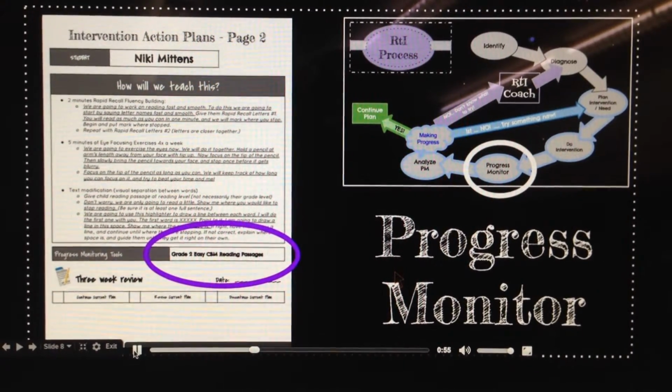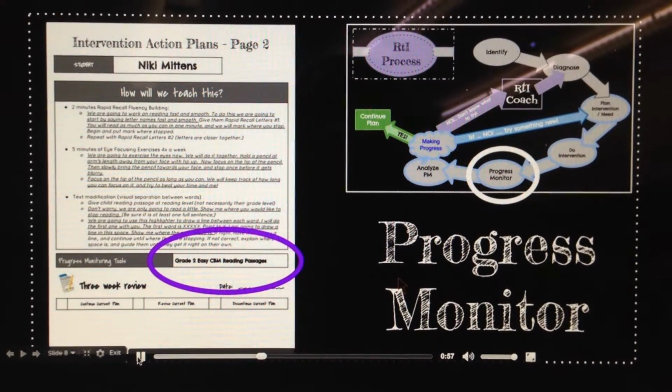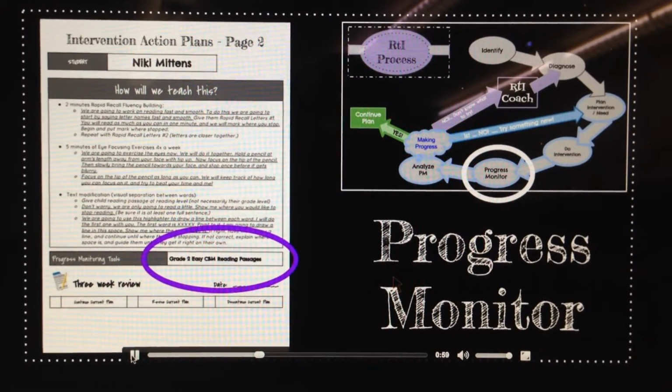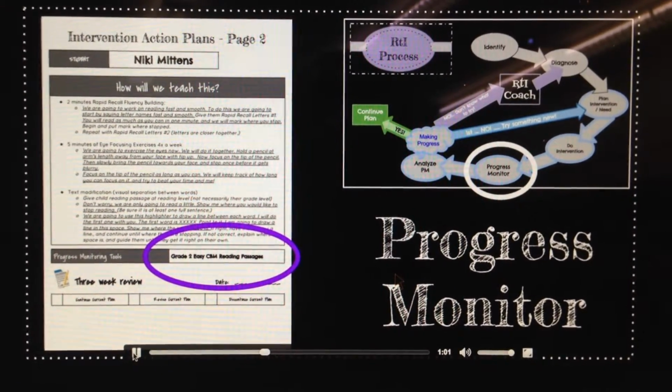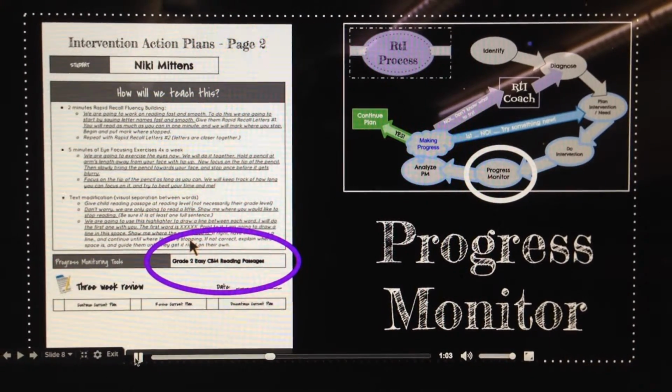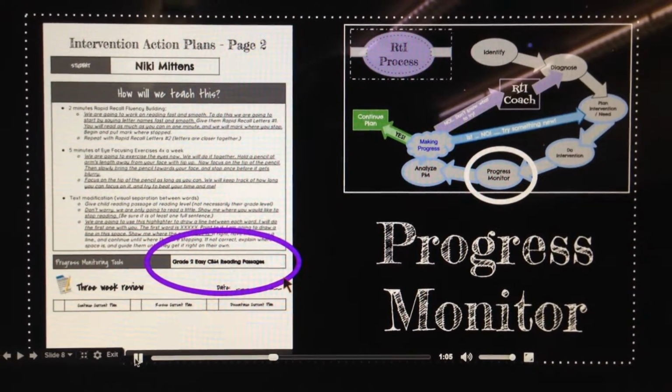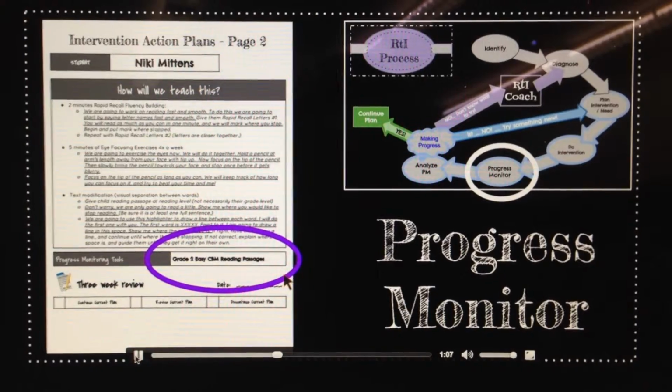We need to ensure that our interventions are working, so we'll monitor her progress every week or two. As you can see, we have chosen to use a second grade Easy CBM reading passage to monitor her reading fluency.